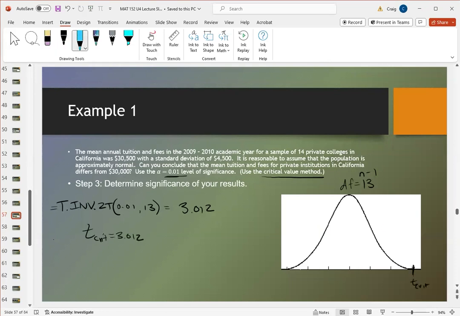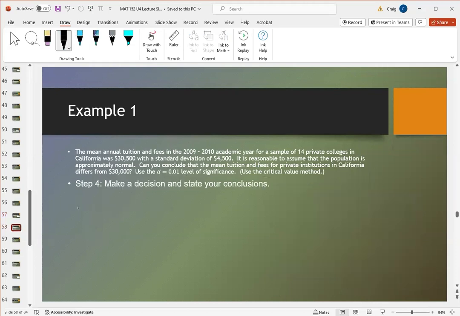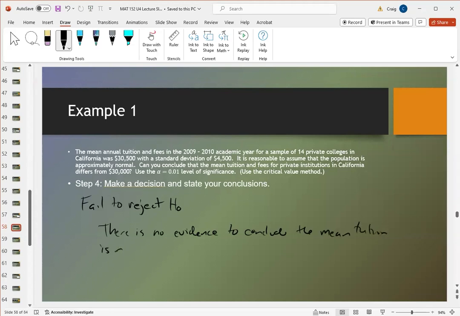And our t value that we calculated, 0.416, is somewhere here. Remember that the critical value method means that our value should be further away from the mean than the critical value, right? It should be in the rejection region, which would be out here. We would also have a minus value over here for t. And so our t value is not within the rejection region. And so we are going to fail to reject the null hypothesis. There's no evidence to conclude the mean tuition is different from $38,000.